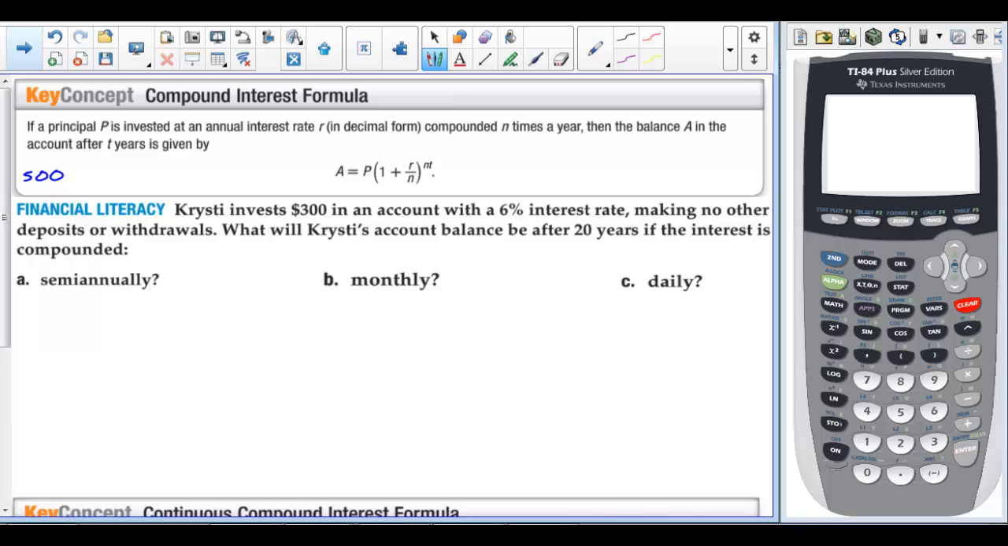Let's say the principal's 500. And let's say the annual percentage rate is 8%. And we're going to compound 4 times. So we're going to compound this quarterly, which means you get interest 4 times a year. But the annual interest rate is 8%. So you don't get 8% every quarter because that's spread out.